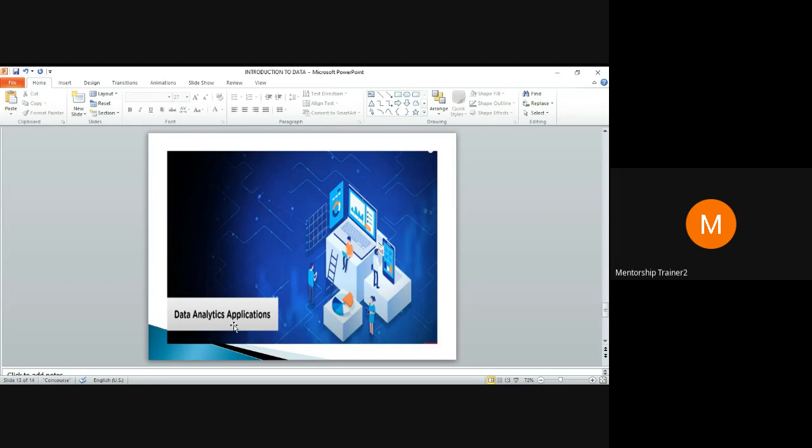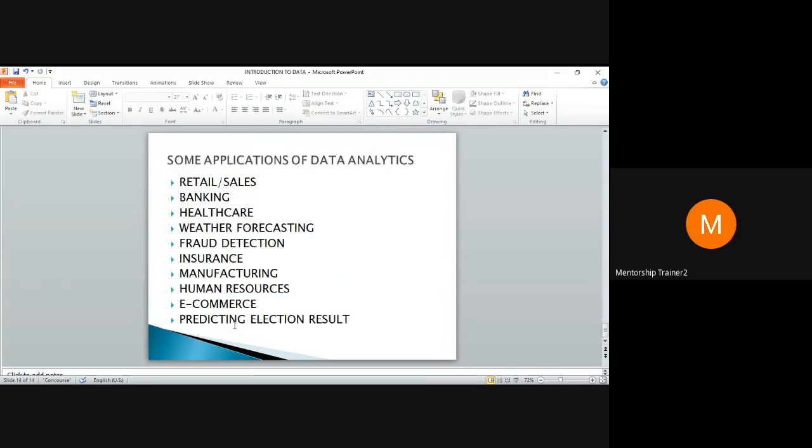So, here is data analytics application. For most of us that are new, I've been mentioning some of the applications. At least you know the applications of this skill that you are about to learn, where it is applicable. I've been mentioning it as I'm explaining because I've been using illustrations to drive home my point. We use it in retail and sales.